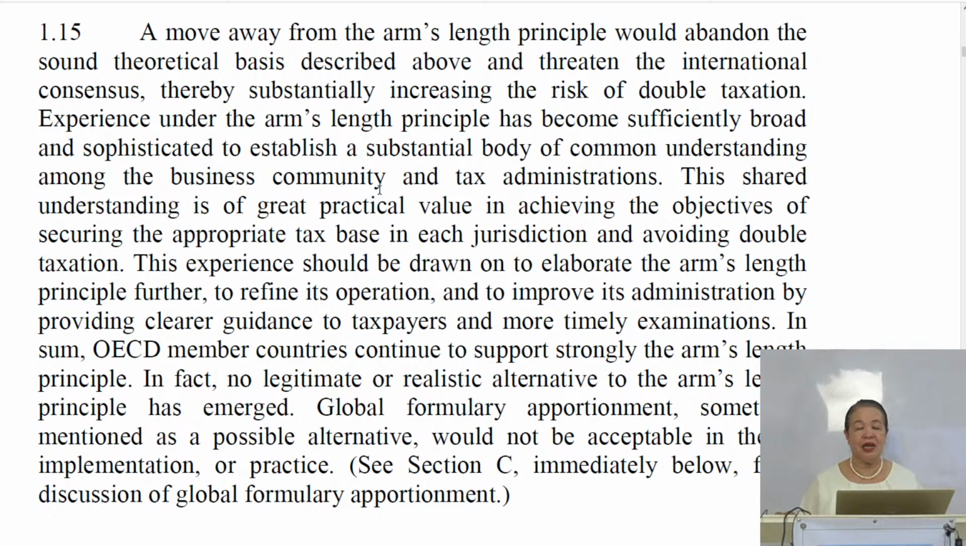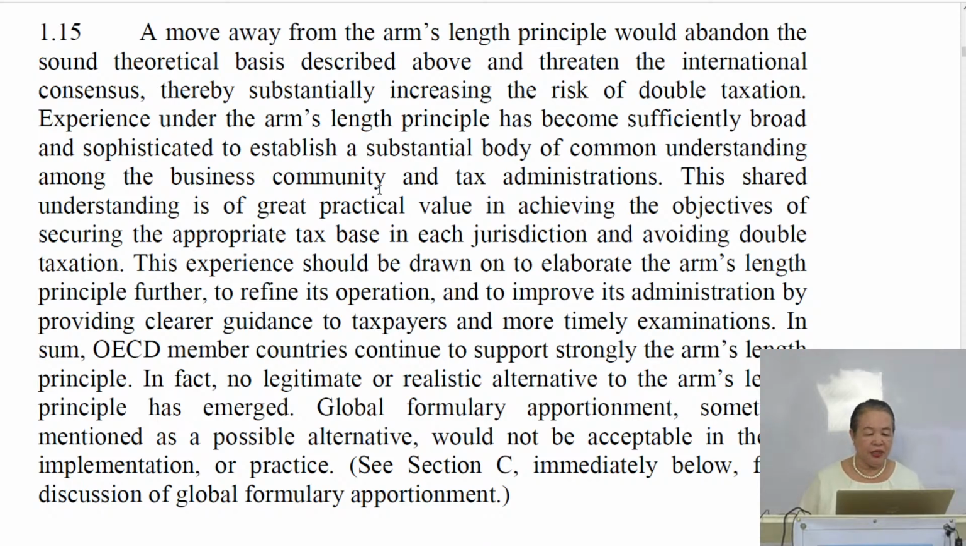Especially if there is denial, especially some examiner would say, no, it is not applicable to us. Sayang, para sa akin, it's an opportunity to have this transfer pricing, to have this arm's length principle. So sayang po talaga.